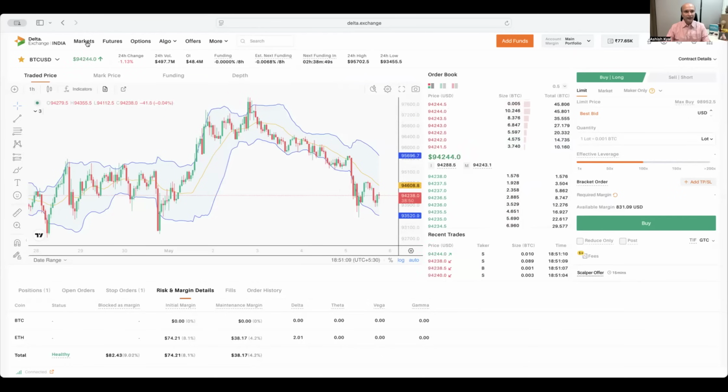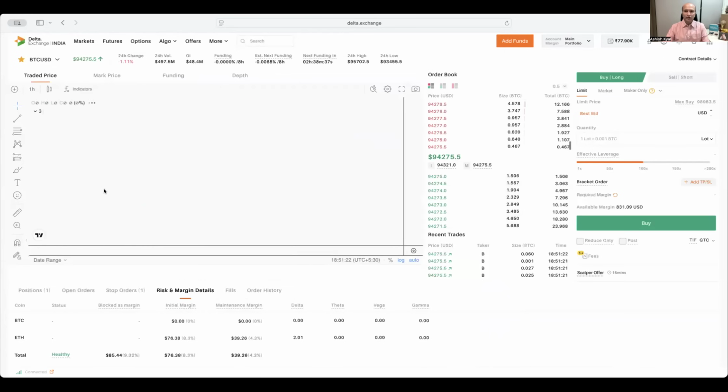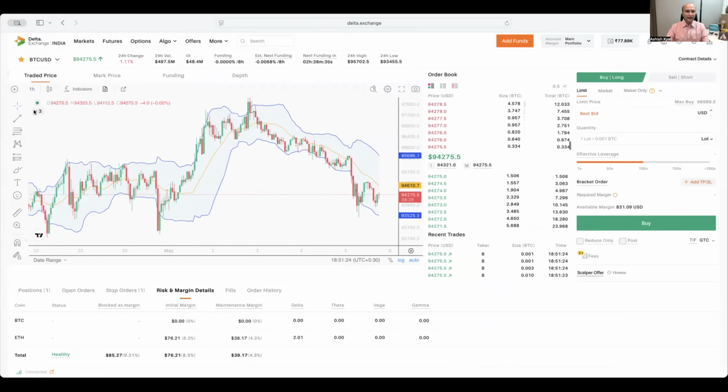So यहाँ पर अगर आप देख रहे हो, this is a Delta Exchange platform which I am using. It's very convenient and comfortable to use it, and I'm using that. यहाँ पर you can see there are various coins which are available. We are looking at Bitcoin right now, and we are going to apply these bands. And उसके पहले भाव भगवान से.